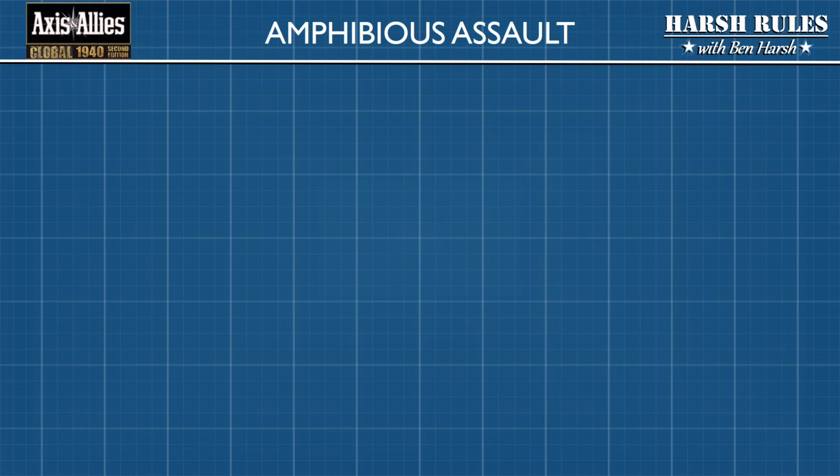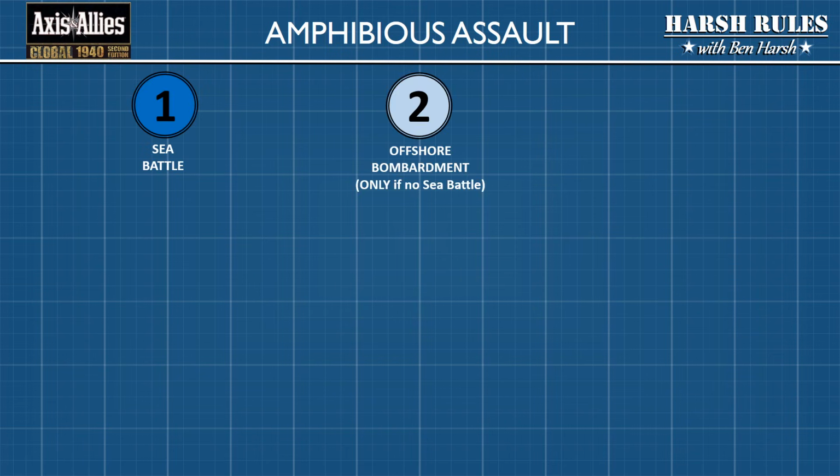Next, let's talk about the coordinated action known as the amphibious assault. The amphibious assault may take up to 3 stages of combat to complete. The first stage is the sea battle. The second stage is offshore bombardment, but this only occurs if there was no sea battle. And third and finally is the landing and the assault.